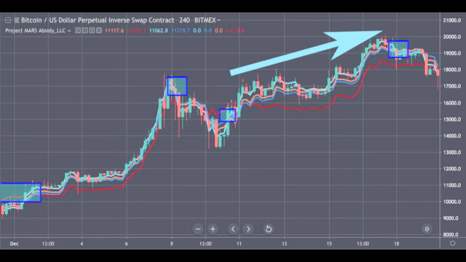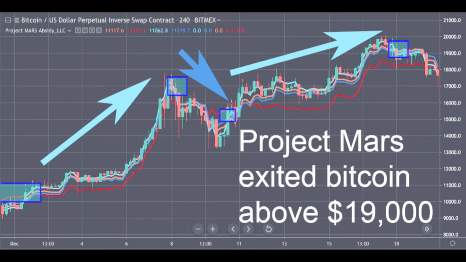Lastly, this would have taken us to the very top of the Bitcoin charts, where we would have made our final exit around 19,000. And everything that we've looked at so far is just the default settings of Project Mars on the 4-hour chart of Bitcoin. Should you look for longer or shorter trading opportunities and set it more sensitively or less sensitively, you could expand your opportunities with the profitability on the next cryptocurrency bull run.